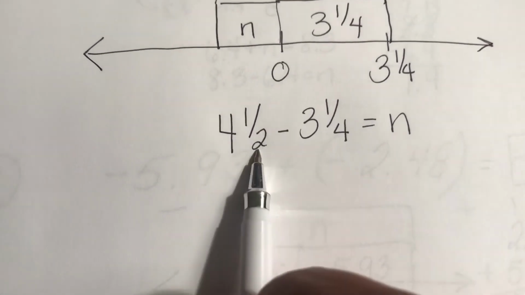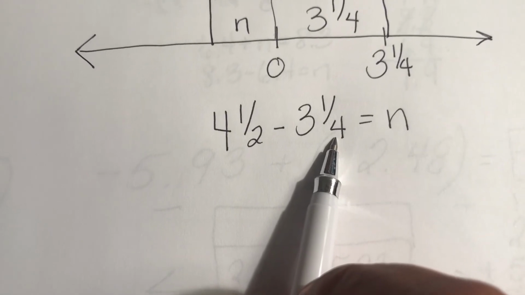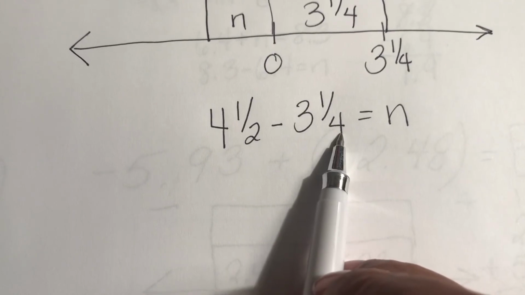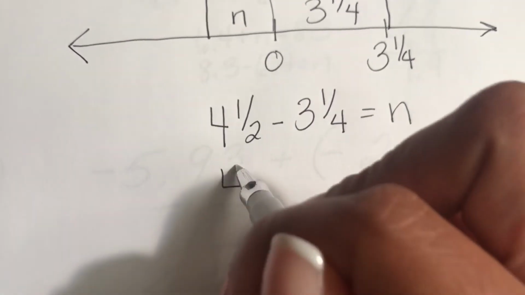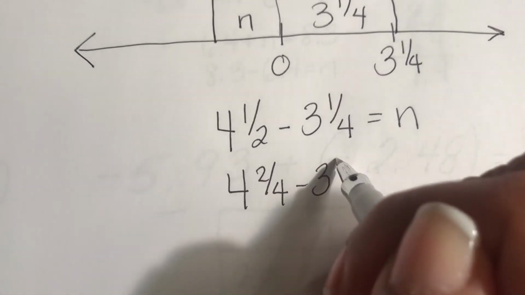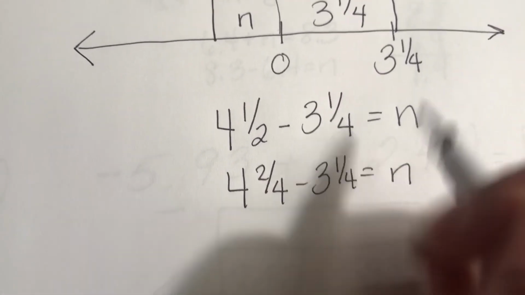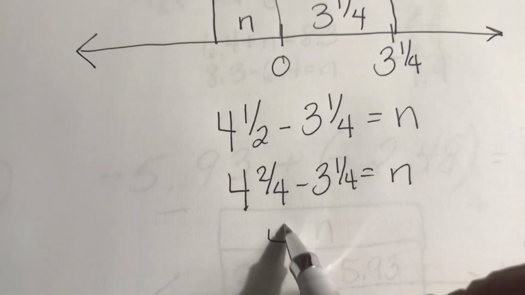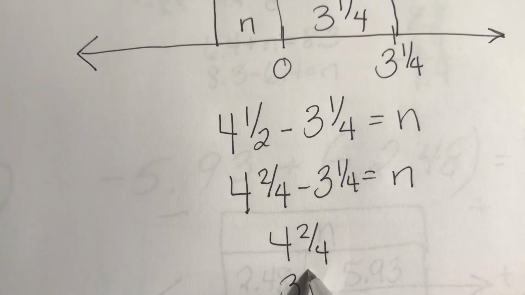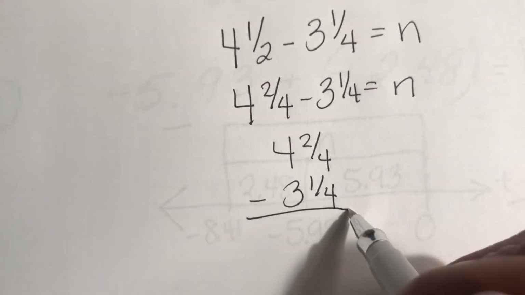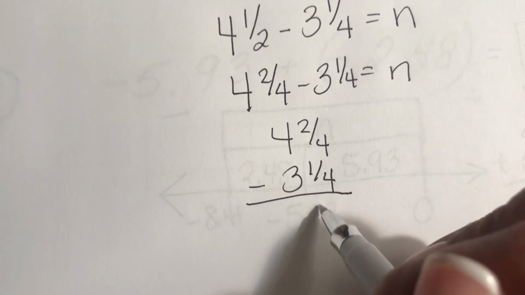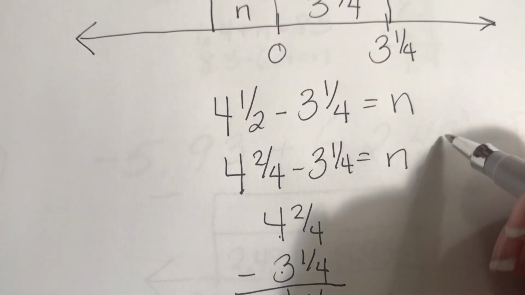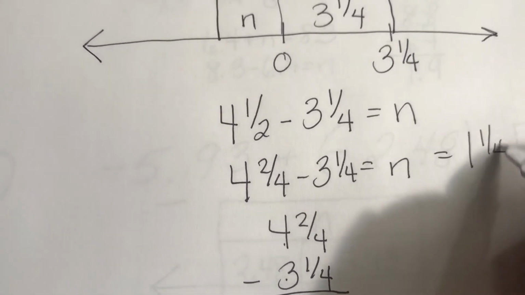Of course, I want my denominators to be the same. For those of us who are having trouble with that, you can just check out some of my other videos. But for now, here I can already see that my common denominator is going to be fourths. So 4 and 2/4 minus 3 and 1/4. And I personally can do this in my head, but I guess some people do like to see the stack. There's no regrouping in this problem either. So 2/4 minus 1/4 is just 1/4. 4 minus 3 is just 1. So n is equal to 1 and 1/4.